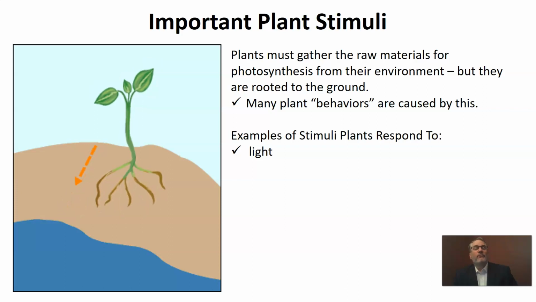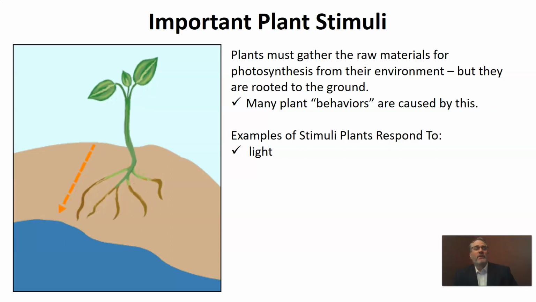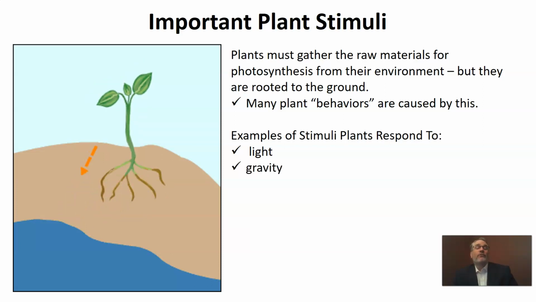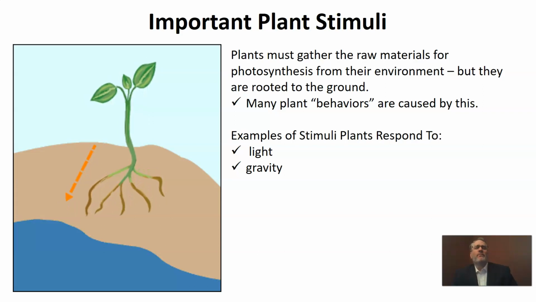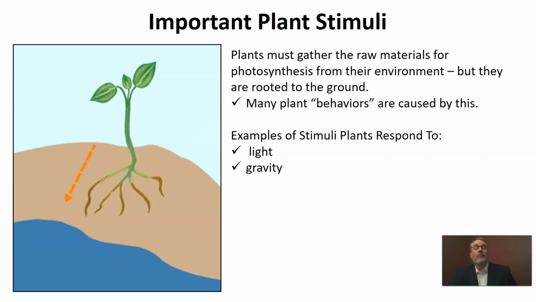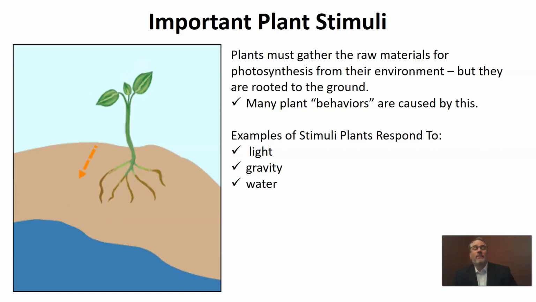So what are some things that plants need to respond to? Well, first off, if light is needed for photosynthesis, plants need to be able to respond to light. So if we look also, gravity. Now, gravity may seem a little strange at first, but plants also need to be able to respond to gravity because that also helps them gather raw materials for photosynthesis. We'll take a look at this tropism in detail.